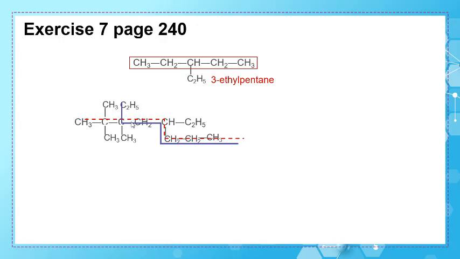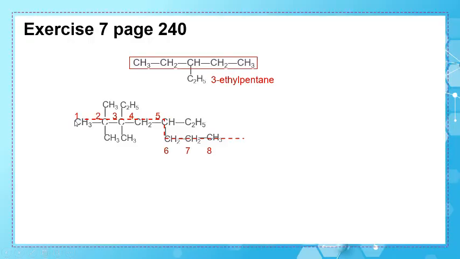There is a rule that says that we have to choose the longest chain that contains the greater number of branches. So if we consider the main chain marked in red, here we have 1 2 3 4 branches. For the blue one, we have 1 2, and these carbons are considered as 1 branch, so we have 3 branches. So of course we have to choose the main chain which is marked by red color.